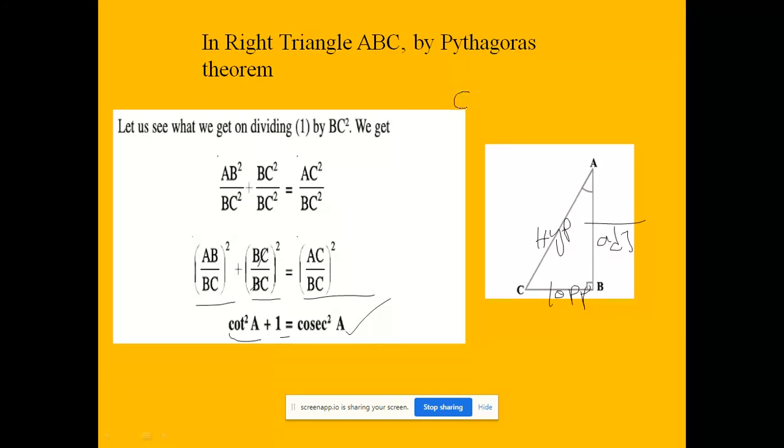Otherwise, we can write it as cosecant square A minus cot square A is equal to 1. So this is the Pythagorean trigonometric identity 3.